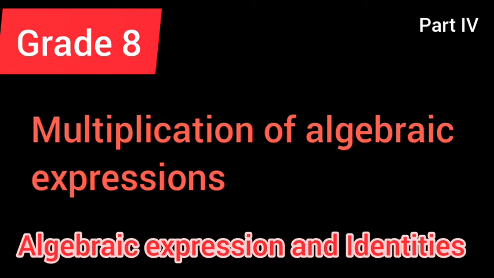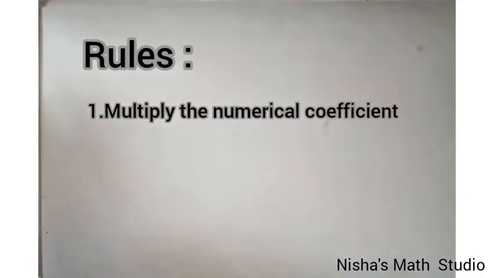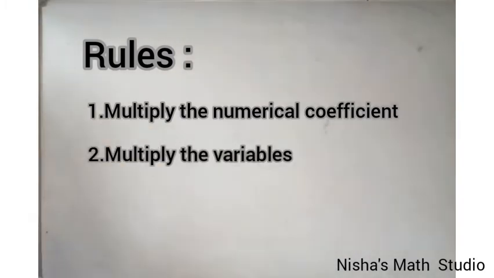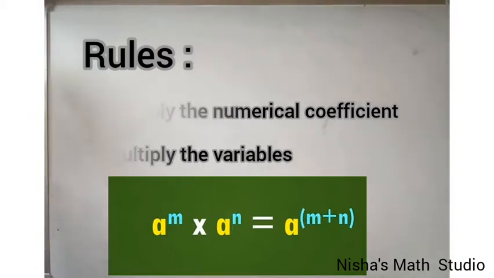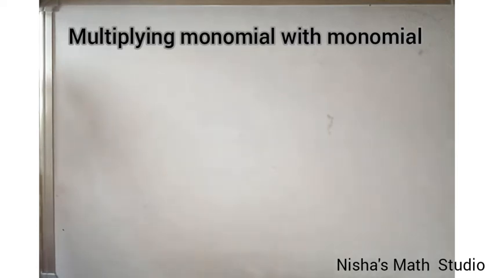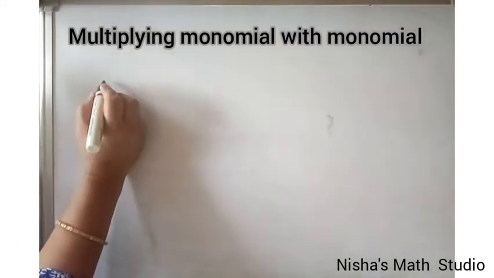In today's video, we learn multiplication of algebraic expressions. Here we have to follow two rules. First one, multiply the numerical coefficient of all the terms. Second one, multiply the variables. When we multiply the variables, if they have the same base, their power must be added. That is, a to the power m into a to the power n is equal to a to the power m plus n. Let's multiply a monomial with monomial.